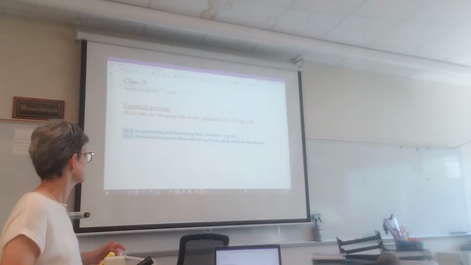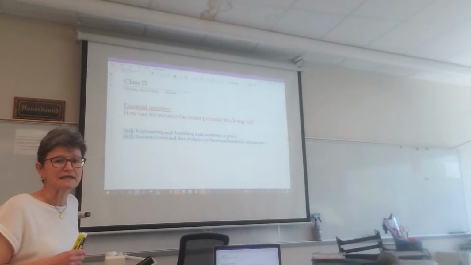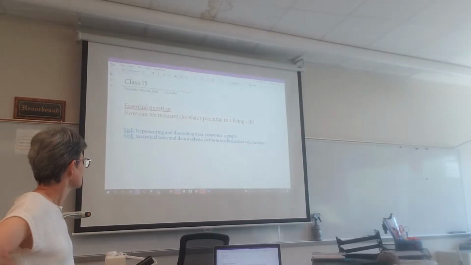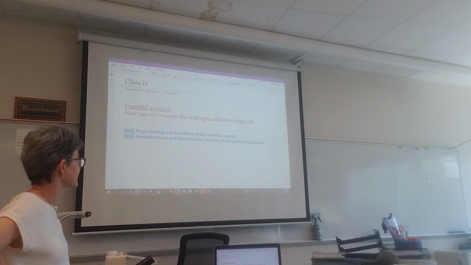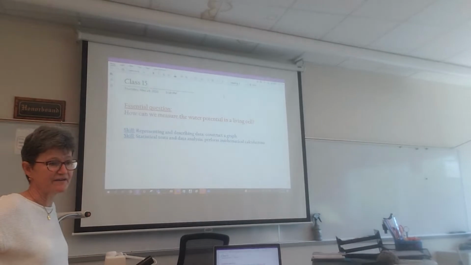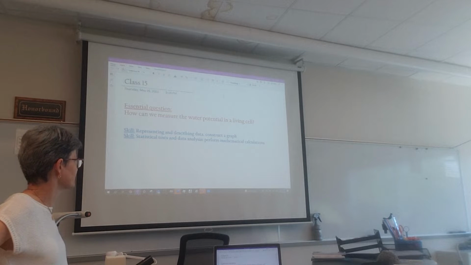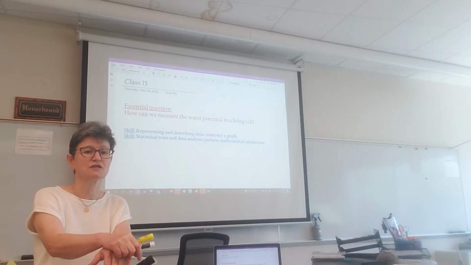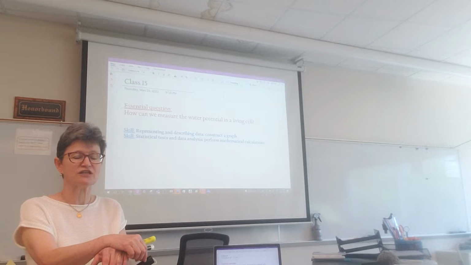Today, the essential question is, how can we measure the water potential in a living cell? The skills that we are going to practice are representing and describing data, constructing a graph, as well as statistical tests and data analysis, performing mathematical calculations. Within that, we will focus on the percent change calculation.